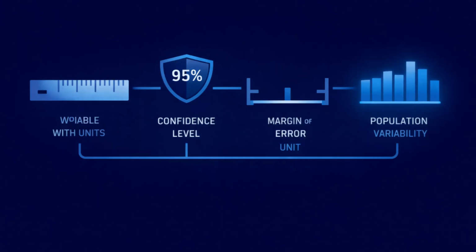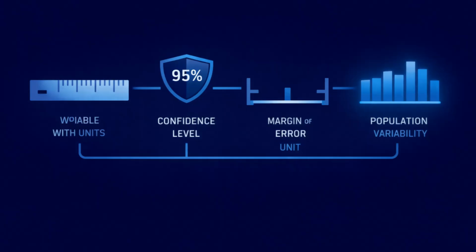Before using software to determine sample size for a mean, several decisions must be made. First, confirm that the variable is quantitative and measured with units. Second, choose a confidence level. Third, decide on a desired margin of error. This margin of error must be stated in the same units as the data.